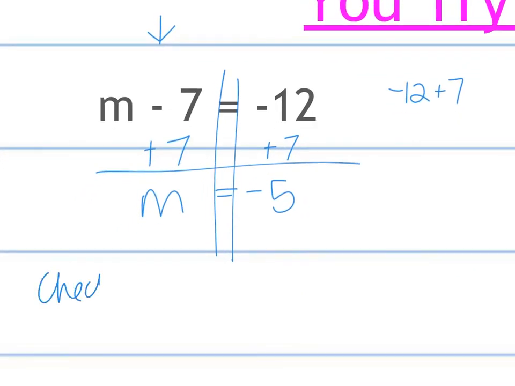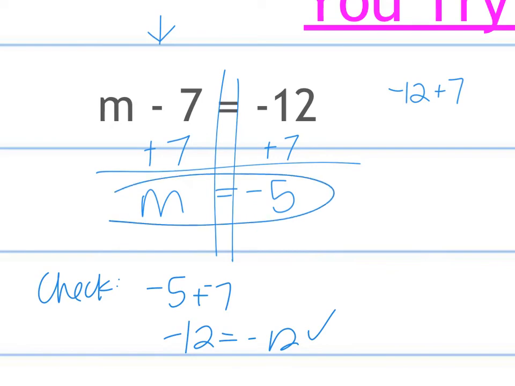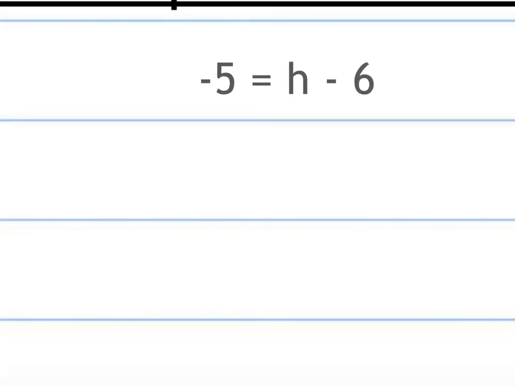Plug our answer in here to check. Negative 5 minus 7. Chop minus. So now they're both negative. We add: negative 12 equals negative 12. Yes. So our answer is negative 5. Just know for this unit we are not using calculators, so we're going to keep practicing those integer rules from last unit.